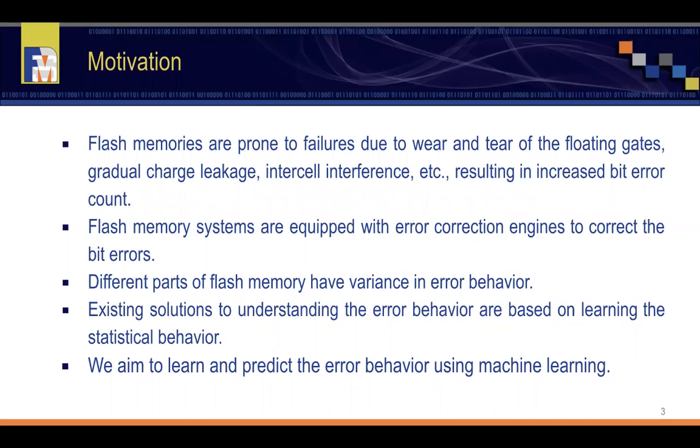So flash memories, as we know, are prone to failures resulting from wear and tear of the floating gates, gradual charge leakage, intercell interference, and so on. And these failures result in an increased bit error count. We know that to correct the errors in flash, the devices are equipped with error correction engines. And these error correction engines have a certain correction capability. And once the error counts exceed this threshold, the data is non-retrievable.